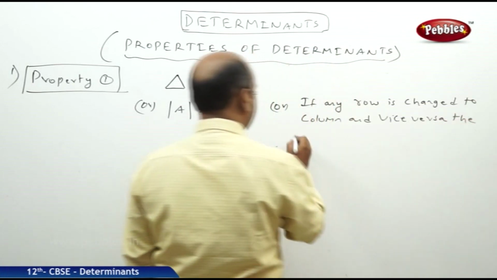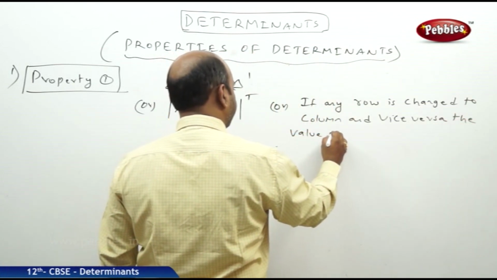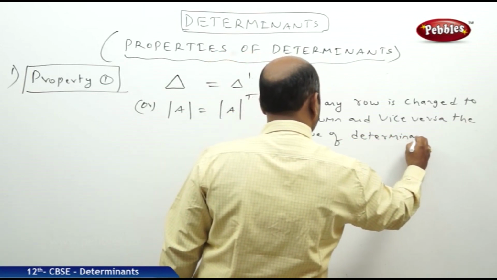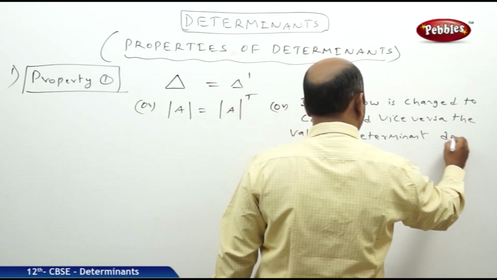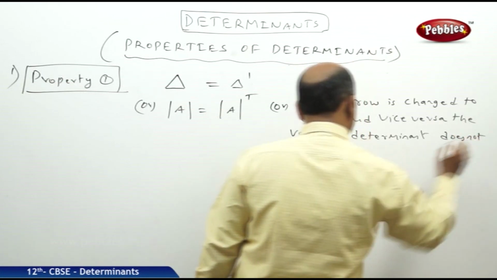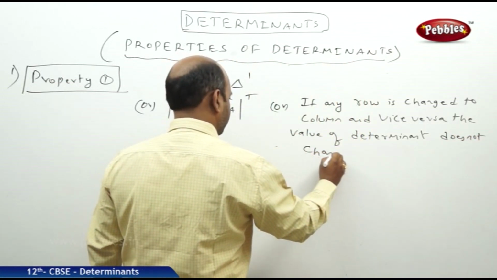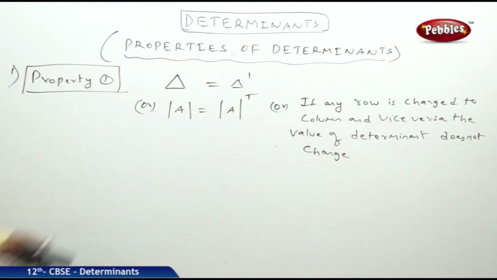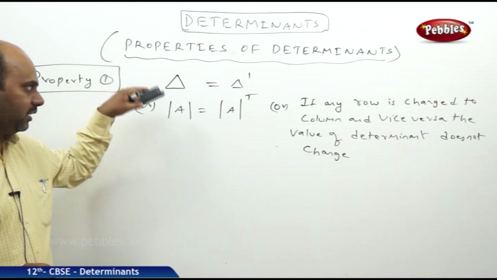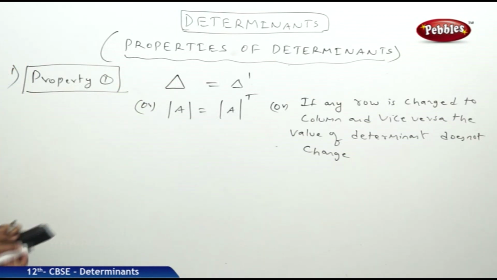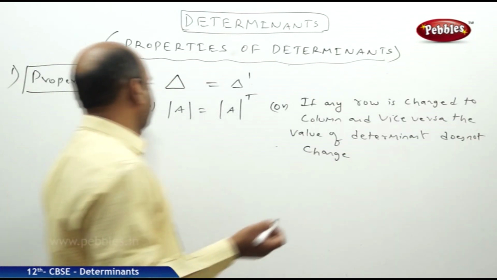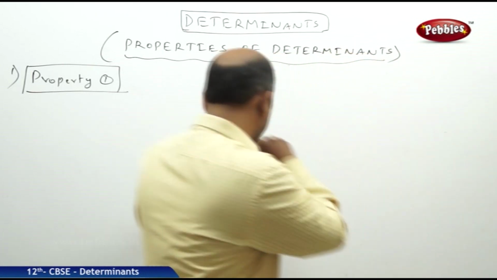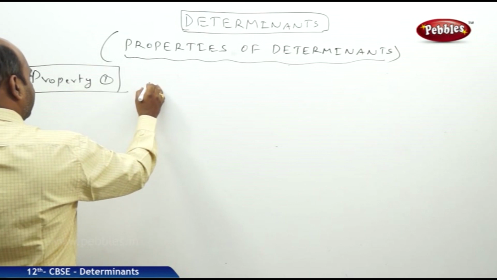the value of the determinant does not change. That means det A is equal to det A transpose, or if it is denoted by delta, I can tell delta is equal to delta dash. I go by an example to show det A is equal to det A transpose.